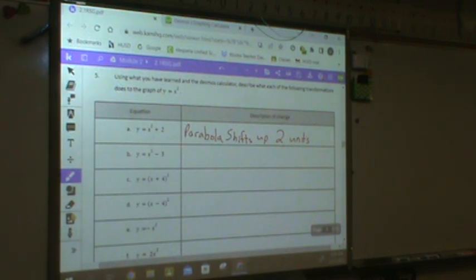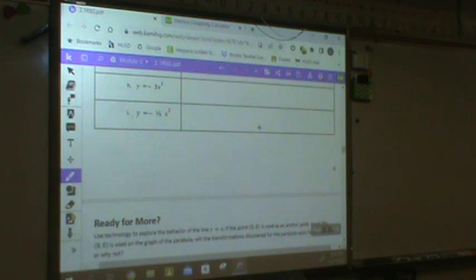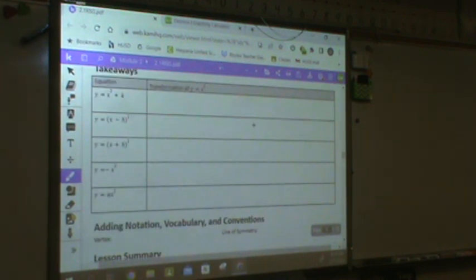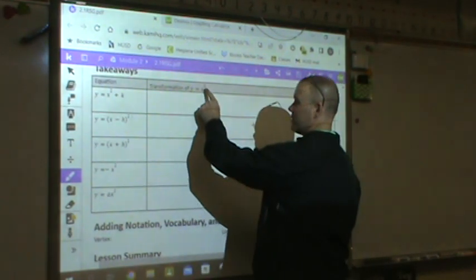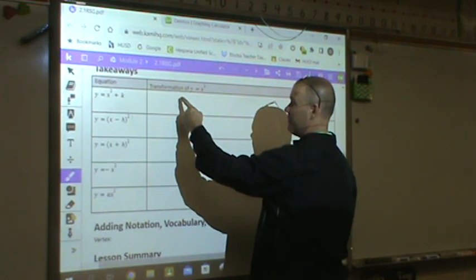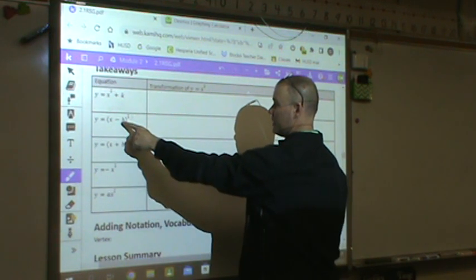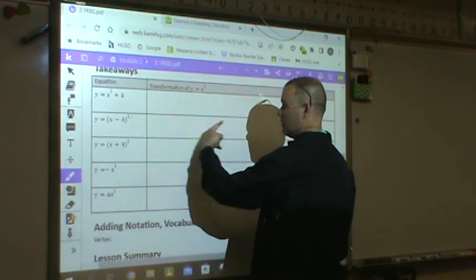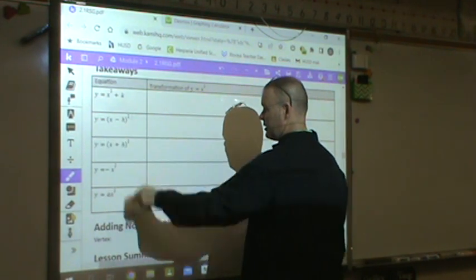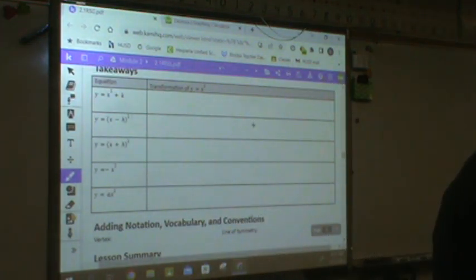And then on the back page, there's takeaway stuff. It talks about Ready for More, equation transformations. What it's getting you to do here is it's saying the transformations of y equals x squared. What does k do? It's getting you to recognize that k causes this to shift up or down. What does h do? h shifts it right or left. So a minus h would cause it to shift to the right. A plus h would shift it to the left. I gave you most of that information. So work on that, get that done. If you got questions, ask me.